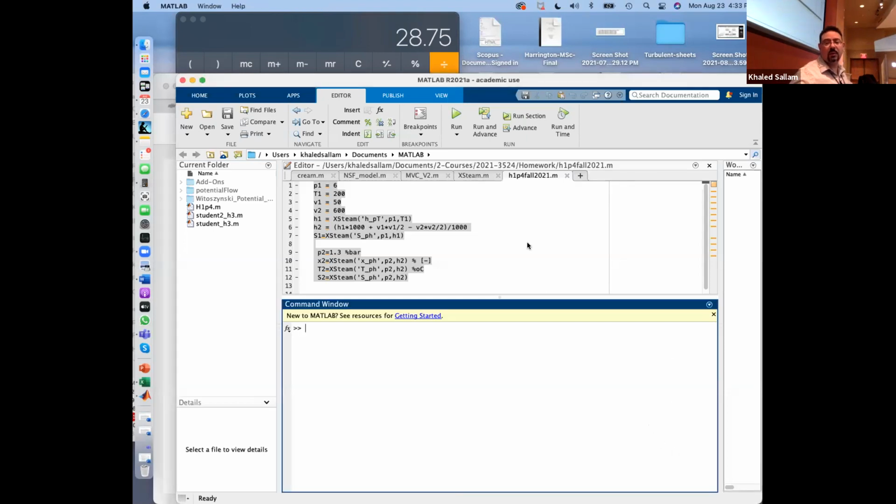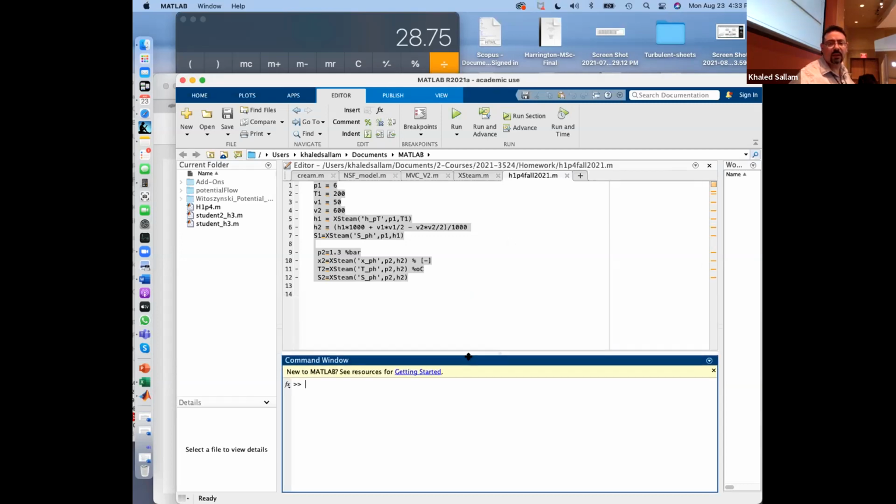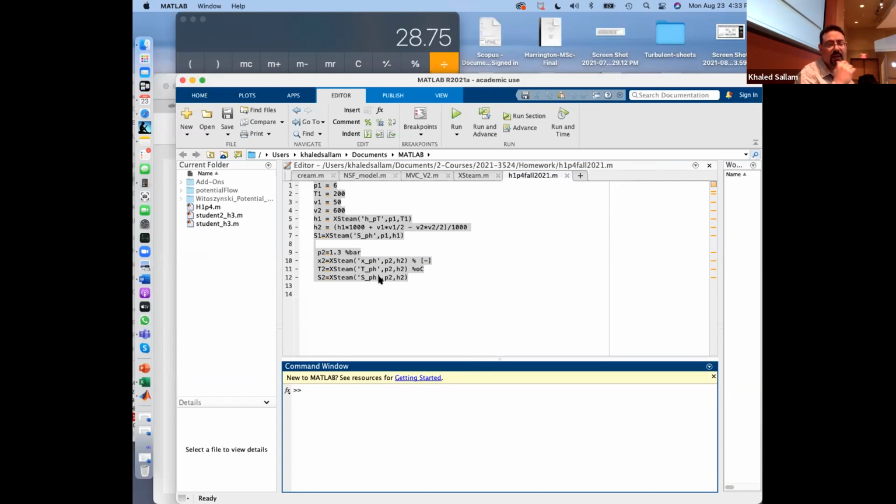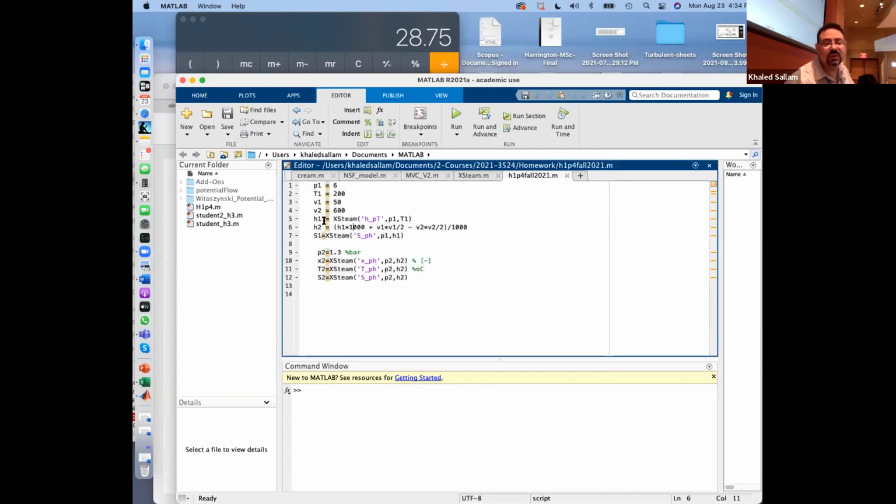The homework, problems number 2 and 3, can be solved just by that MATLAB file, right? The whole idea was to learn how to use XSteam, how to actually get H or X or S or T or whatever. It's basically that statement: H1 is XSteam of h_pT. That means I want the enthalpy, and I'm going to give you pressure and temperature.